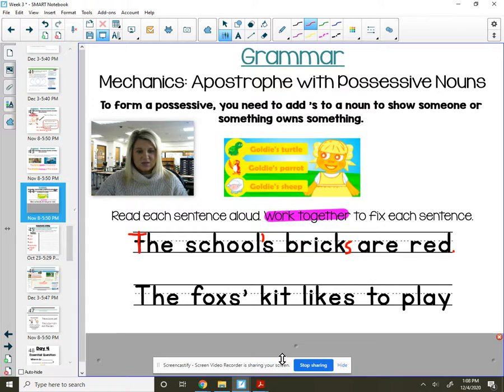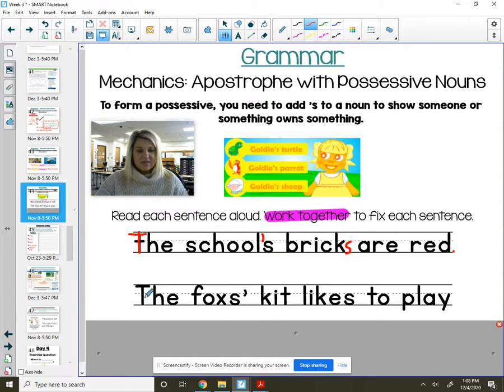Going down to the next one. Read it with me. The fox's kit likes to play. I first see that there is a capital letter, so that is good. I don't see a period at the end, so I need to put a period at the end. And my apostrophe is in the wrong spot. Where should my apostrophe be? That's right, it should be before the S.